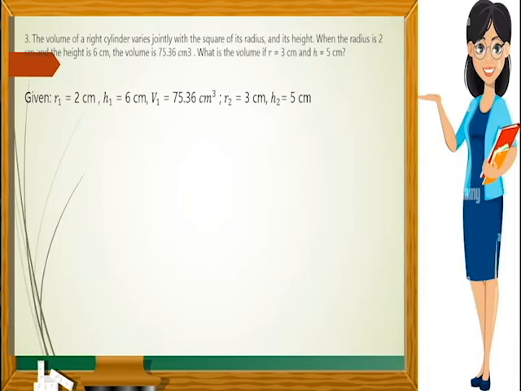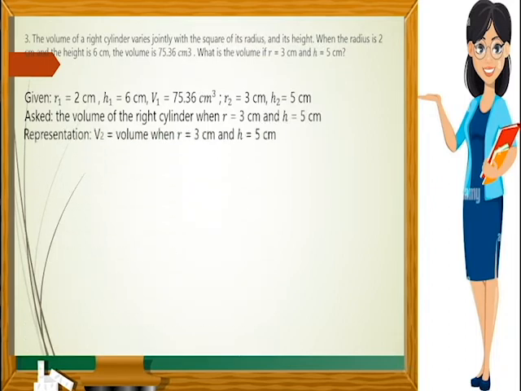So for the given, we have R sub 1 is equal to 2 centimeters, H sub 1 is equal to 6 centimeters, and for the V sub 1 or the volume, first volume is equal to 75.36 cubic centimeters. R sub 2 is equal to 3 centimeters and H sub 2 is equal to 5 centimeters. What is asked in the problem? So, the volume of a right cylinder when R is equal to 3 centimeters and H is equal to 5 centimeters. Let's do the representation.